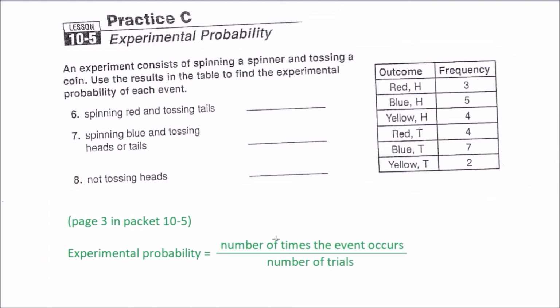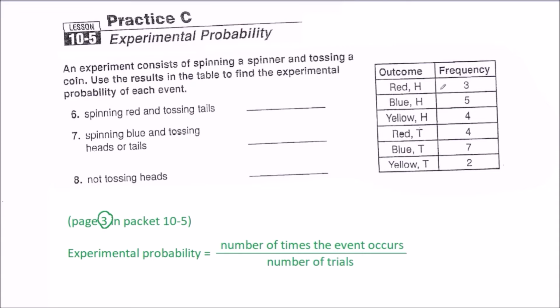We're supposed to find the experimental probability. So down here I've written to remind you the definition that this packet gives for experimental probability. And this is on page 3 in a circle in your packet. It says experimental probability equals, remember this is a big fraction bar, a fraction of the number of times the event occurs, whatever event we're finding the probability of, over the total number of trials.